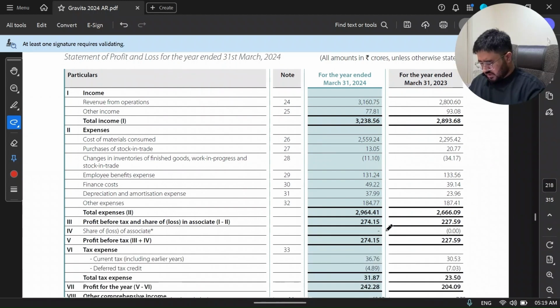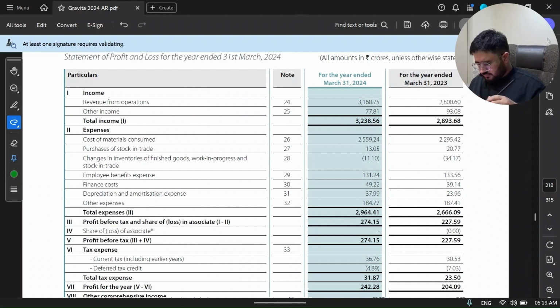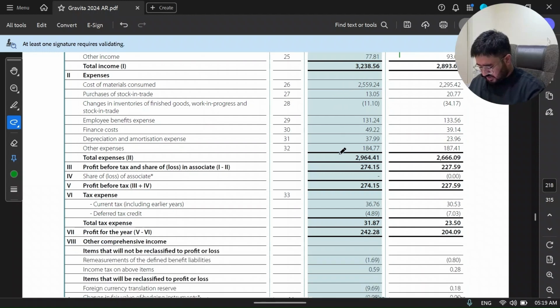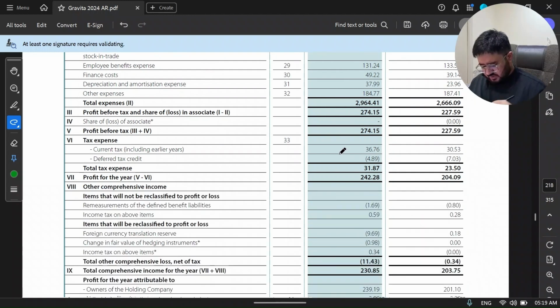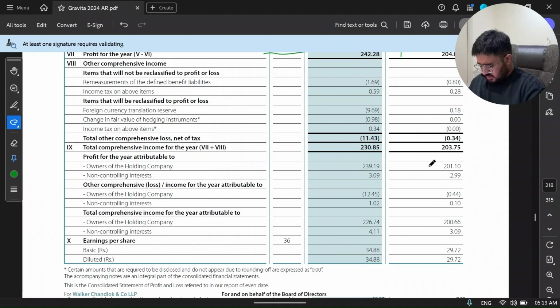profit and loss, revenue from operations. Again, it has increased. Good. Profit. Let's see the profit for the year. Over here, 24. Yes, slight increase, which is good. Okay. Earning per share increased, which is good.